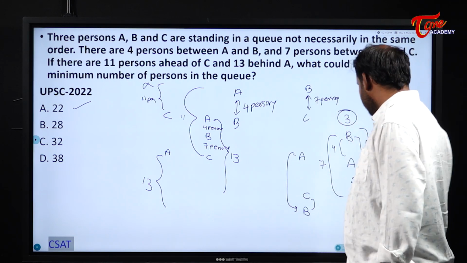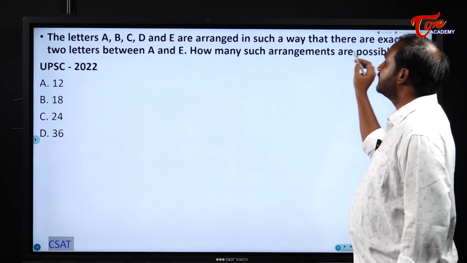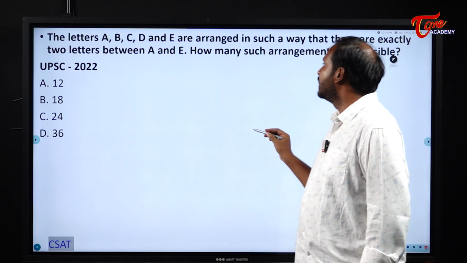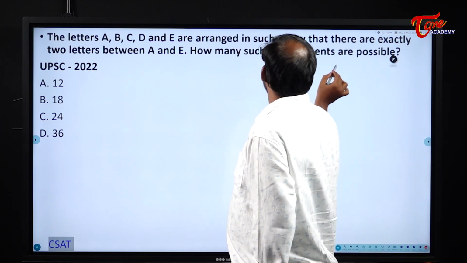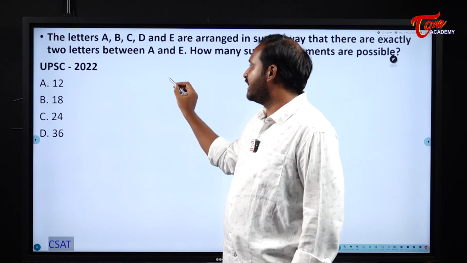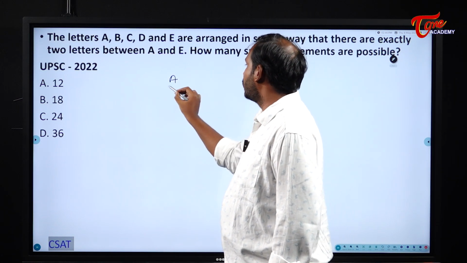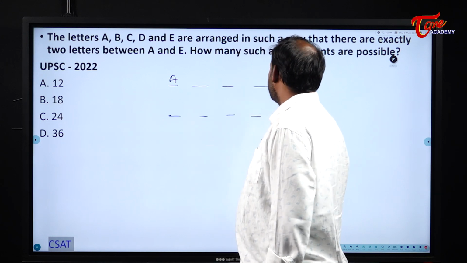22, right? Next one. The letters A, B, C, D, E, F are arranged in such a way that there are exactly 2 letters between A and E. How many such arrangements are possible for us? Now we are arranging them in such a manner that there are exactly 2 letters between A and E. So, total how many positions are there for me? 5 positions are there.